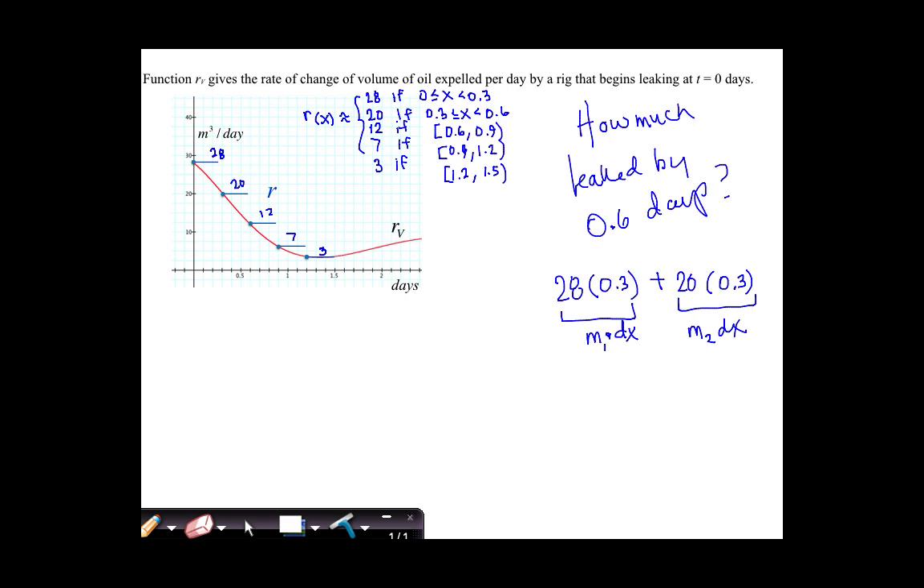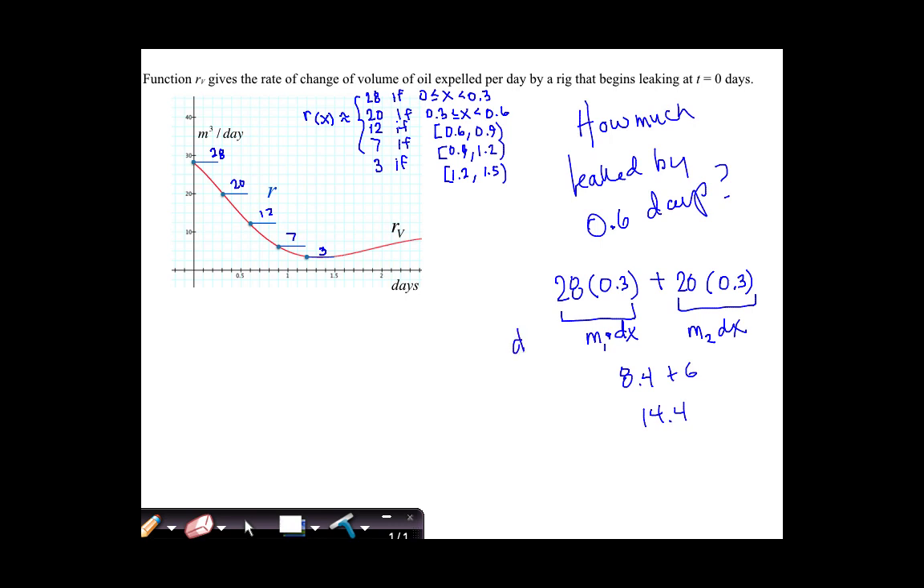But first, rate times the amount of time that I use that for, and the second rate times the amount of time that I use that for. If I want to figure out what's happened by this specific point in time, I can add these together. Now, I don't know what that actually is. 8.4 and 6. So 14.4. What are these? 14.4 what? Cubic meters. Yeah, this is an amount of oil that's leaked.